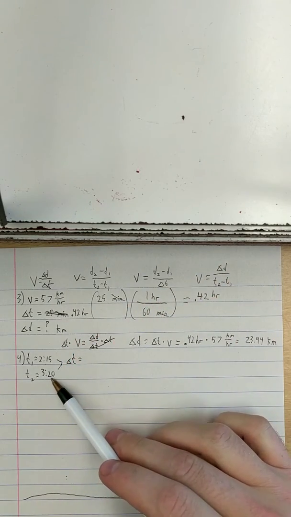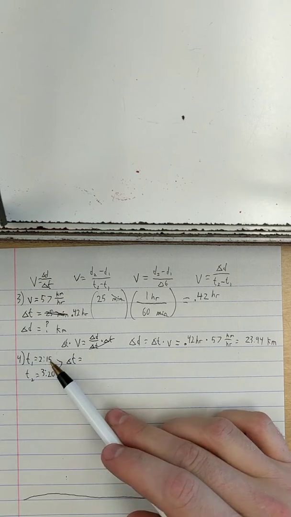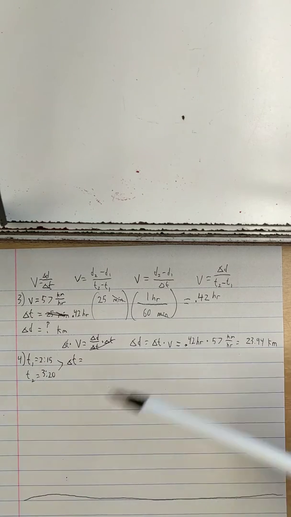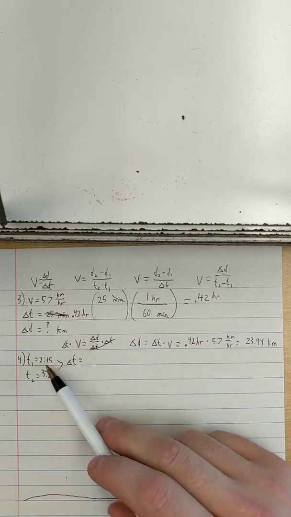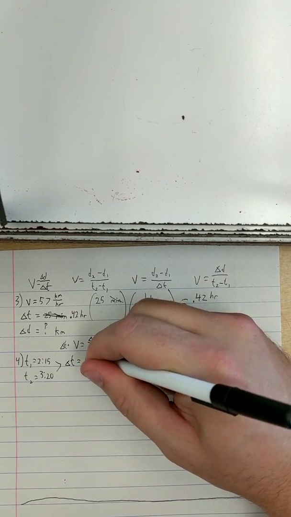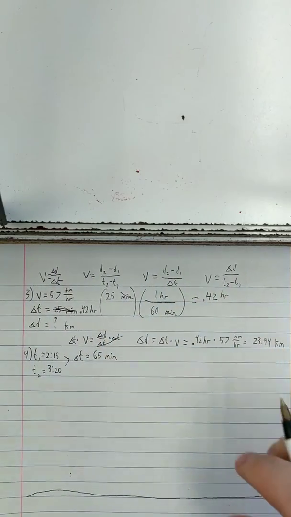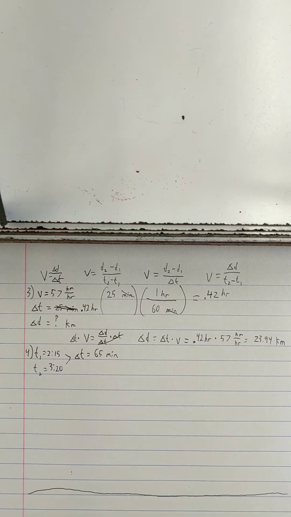Because you can't just subtract 3:20 minus 2:15. It's not gonna work out right sometimes with the numbers because there's hours and minutes mixed together. So don't do it that way. Just think about what's happening. It's an hour and 5 minutes, which is the same thing as 65 minutes. So that'll be my change in time.